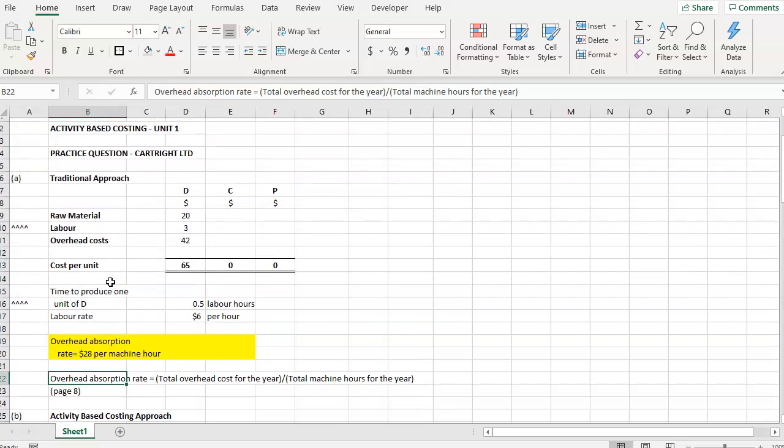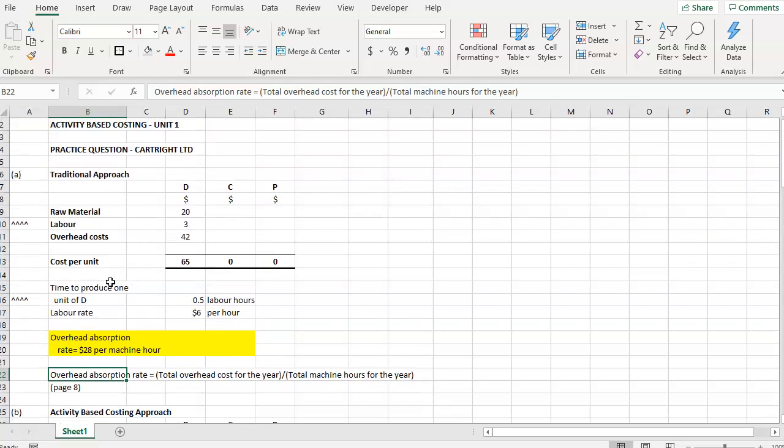What I'm going to ask you to do is to pause the video and work out for yourself the cost per unit for C and for P under the traditional approach. So please pause the video now.